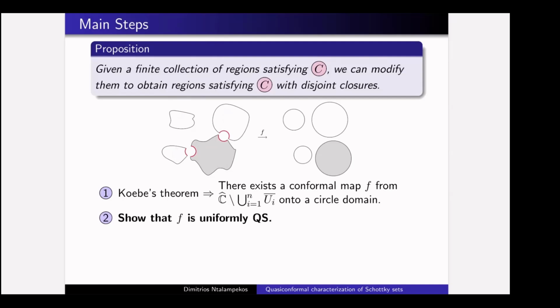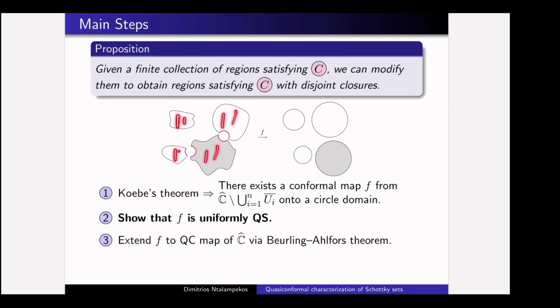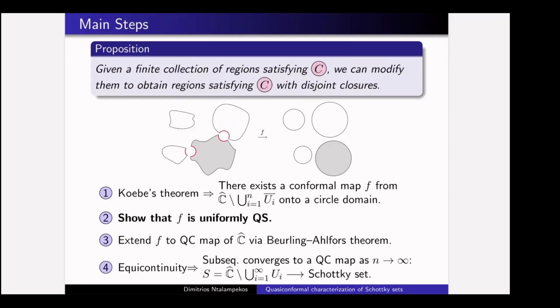Once we prove that this map is uniformly quasi-symmetric, then with standard arguments we can extend it to the whole sphere. We can use the well-known Beurling-Ahlfors extension theorem. In this way, we get a quasi-conformal map defined on the entire sphere. It maps our finitely connected set to a finitely connected circle domain. And if we normalize this map appropriately, we get equicontinuity. So we can take a subsequence that converges to a quasi-conformal map, and it maps the set S to a Schottky set. So these steps are standard.